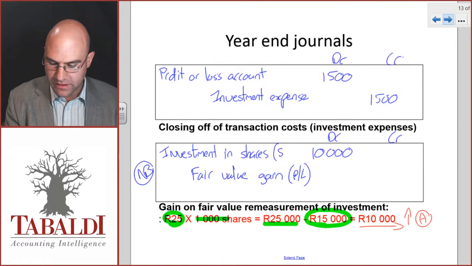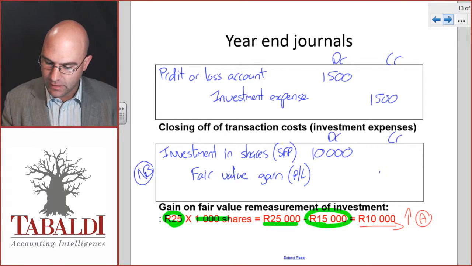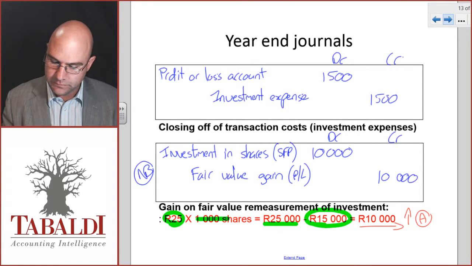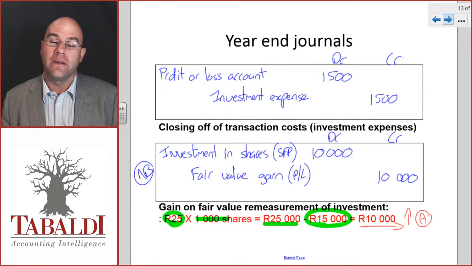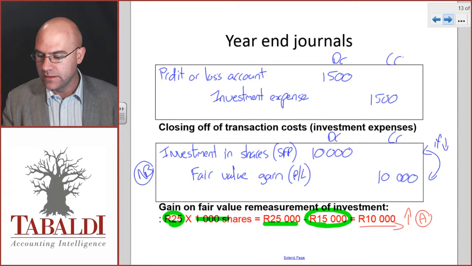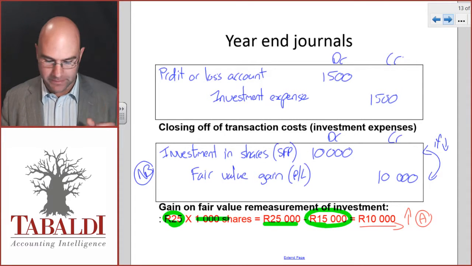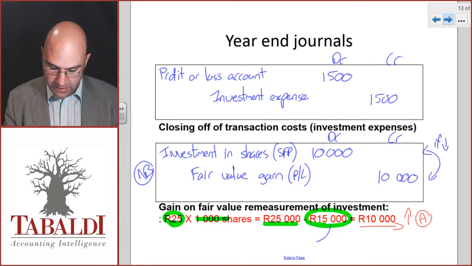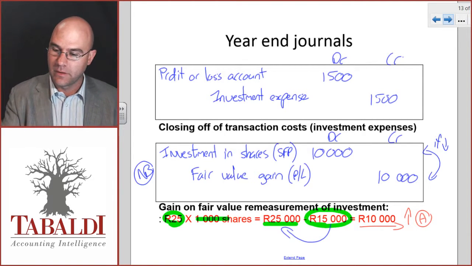Remember, the investment was a statement of financial position account. 10,000. So that's the theory. If it had gone down in value, then this would have just been the other way around. But it didn't, it went up, with the difference between 15,000 and 25,000.